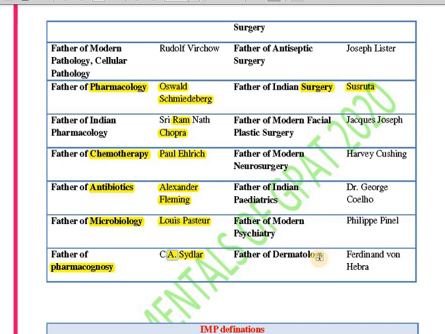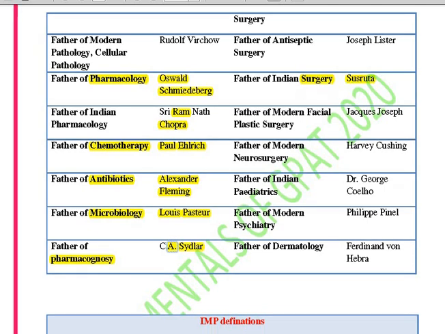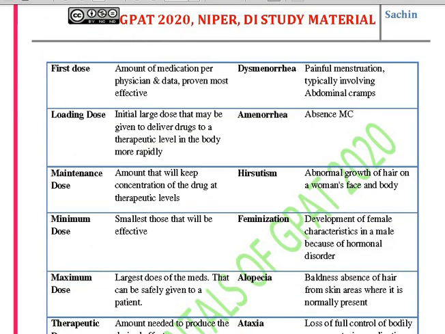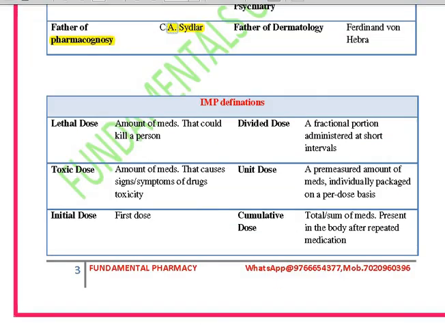Okay, so these are some branches of pharmacy and their respective fathers. This is important because they might ask questions from this, and they have already asked one question in 2019, on different branches of pharmacy and their fathers. Okay, so next important table we have here some important definitions, some important definitions from pharmacology.